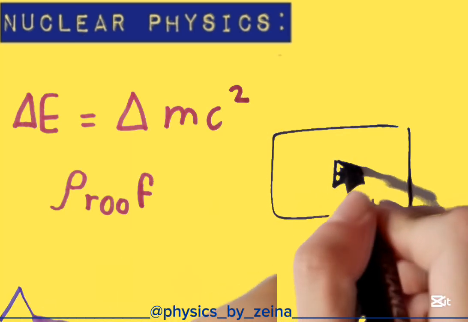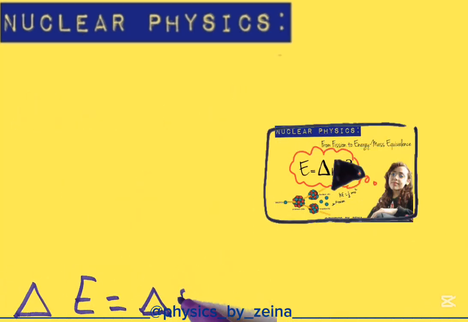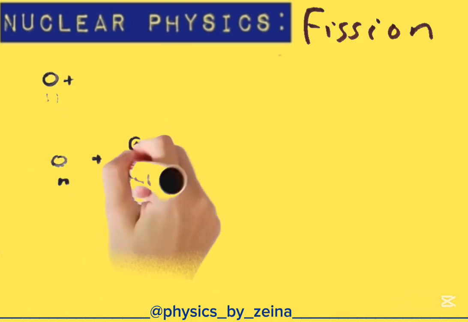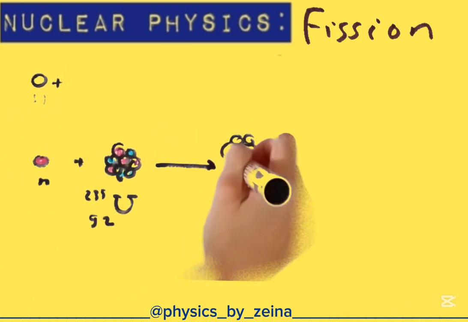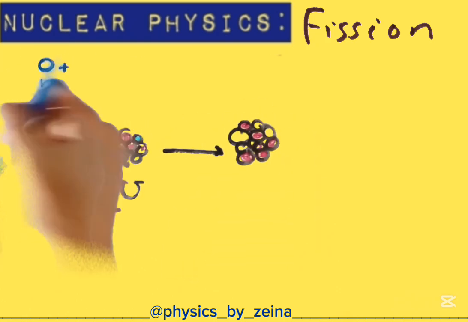In this video, we'll discuss the proof of binding energy, the energy needed to split a nucleus out of a fission nuclear reaction with uranium-235. When the nucleus of U-235 absorbs a thermal neutron, it grows larger and becomes unstable.